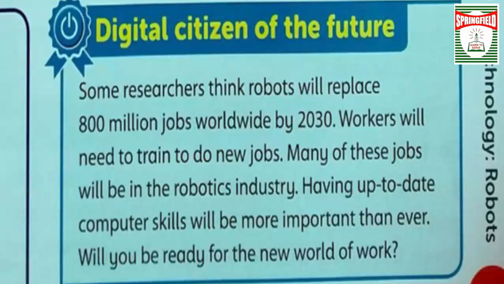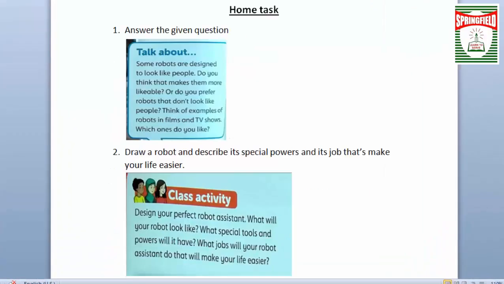Now come to the home assignment. So this is your home task. Number one question is to answer the given question. Talk about this: some robots are designed to look like people. Do you think that makes them more likable, or do you prefer robots that don't look like people? Think of examples of robots in films and TV shows, and which ones do you like? So just think about it and write in your own words.